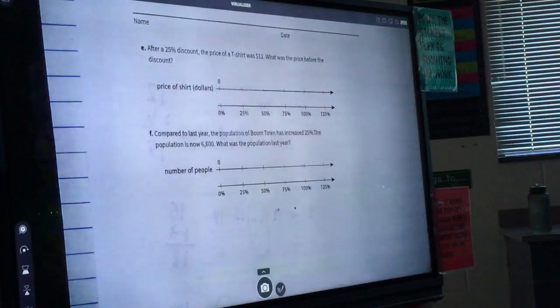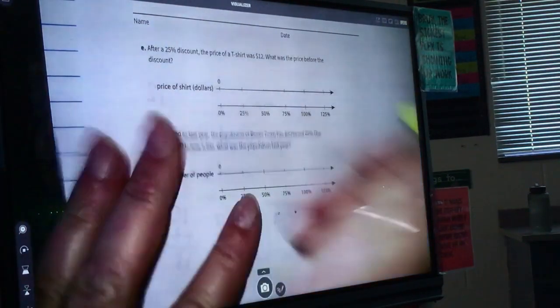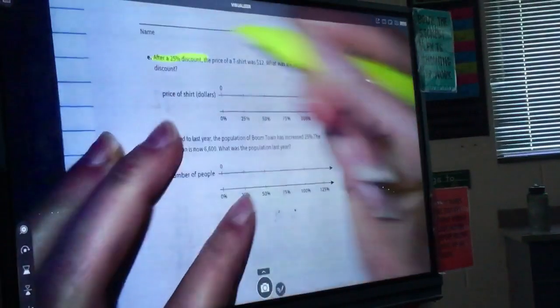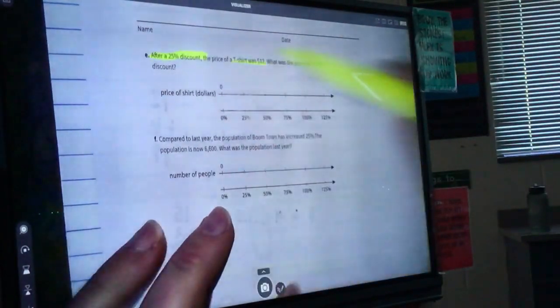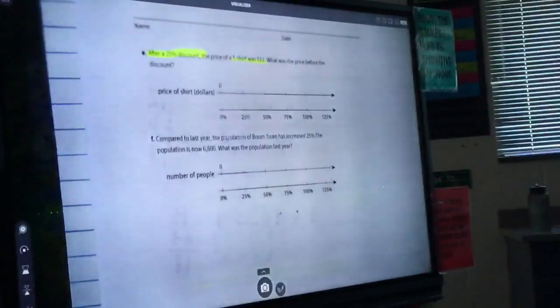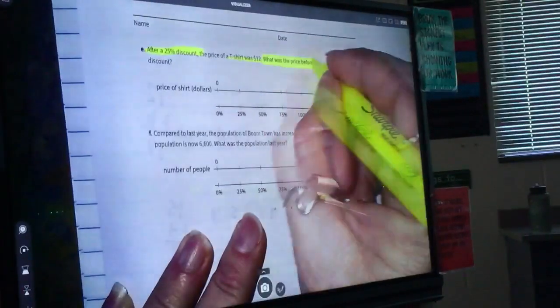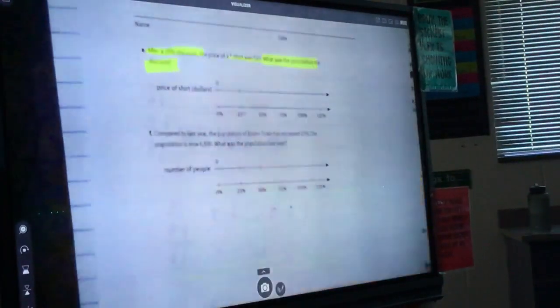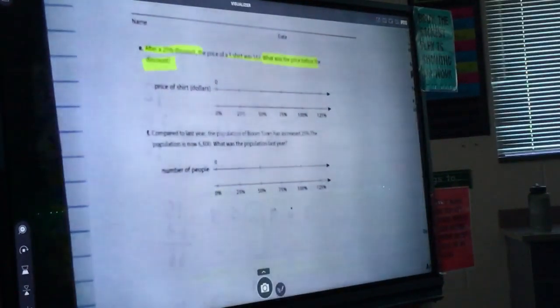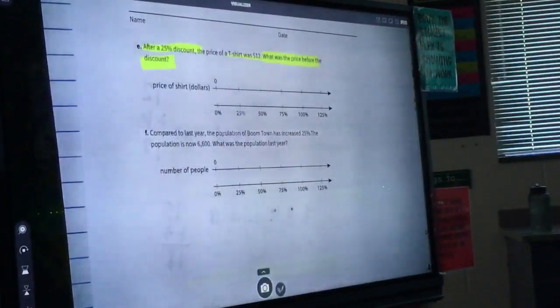All right, let's go over these. Let's go over this one and then you can go. All right, so looking at the first one, it says after a 25% discount, the price of a t-shirt is $12. What was the price before the discount? So this is asking you before the discount, what was your original price?